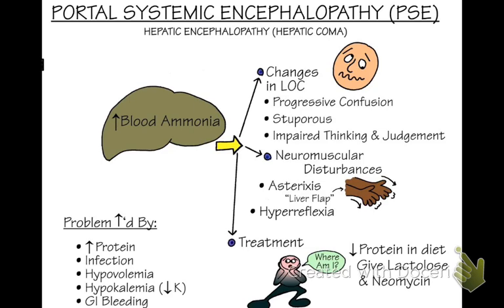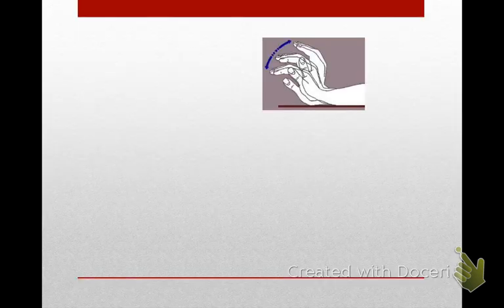Factors precipitating hepatic encephalopathy, page 990. It's a good chart to know. I just have a picture here of this asterixis. This is just a picture on this slide.